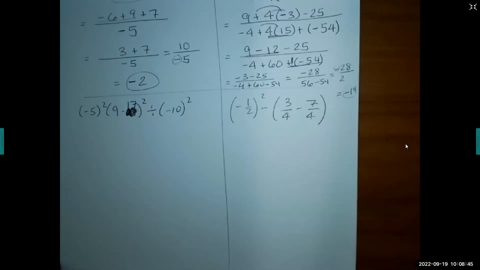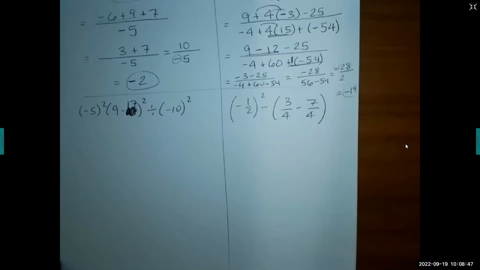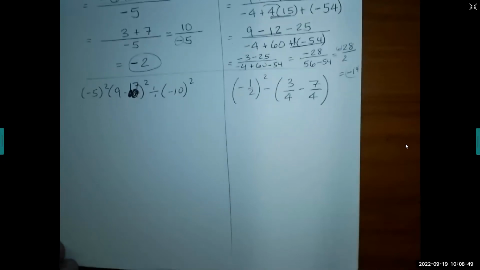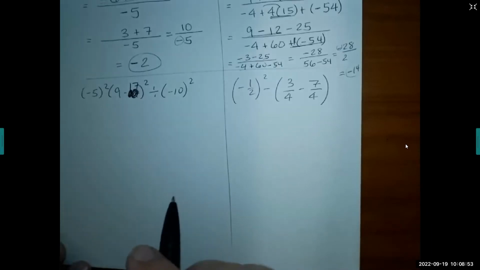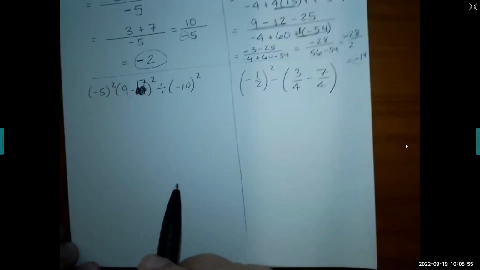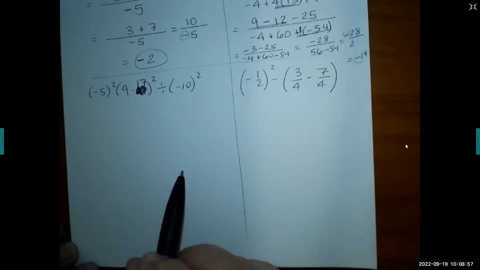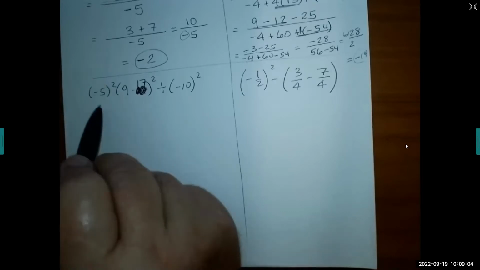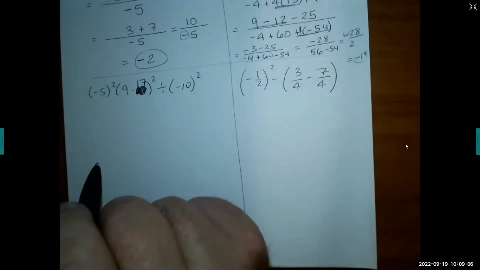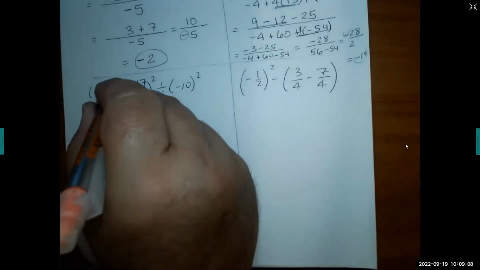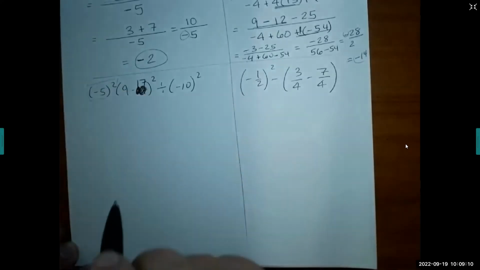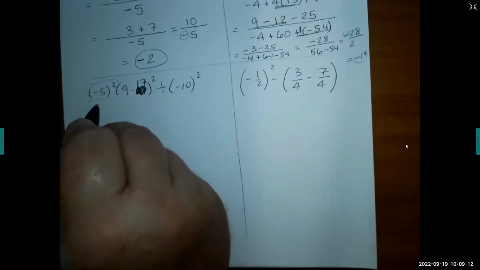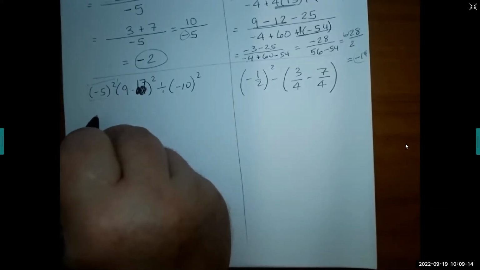All right, 2 more. This is going to be pretty interesting because of the rules now. Left to right, any special operations? Yes. Negative 5 squared. Negative 5 squared is negative 5 times negative 5, which is positive 25.